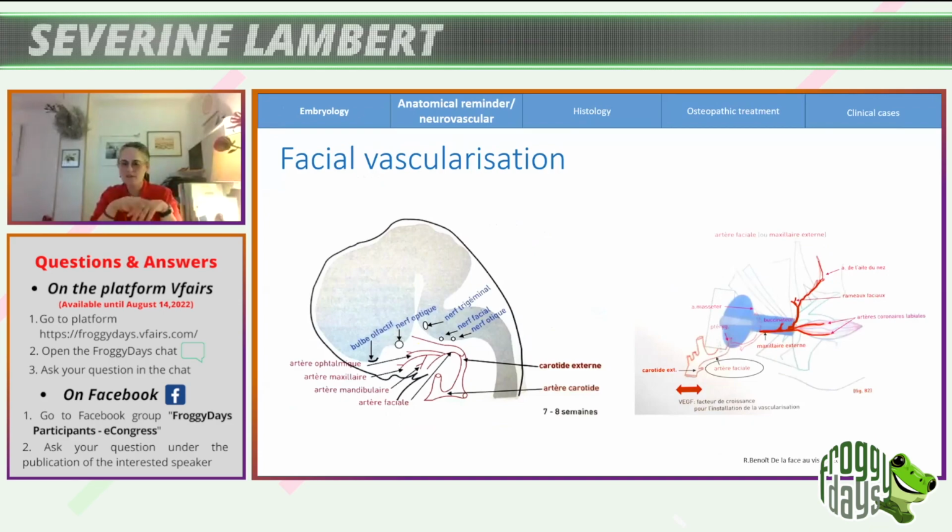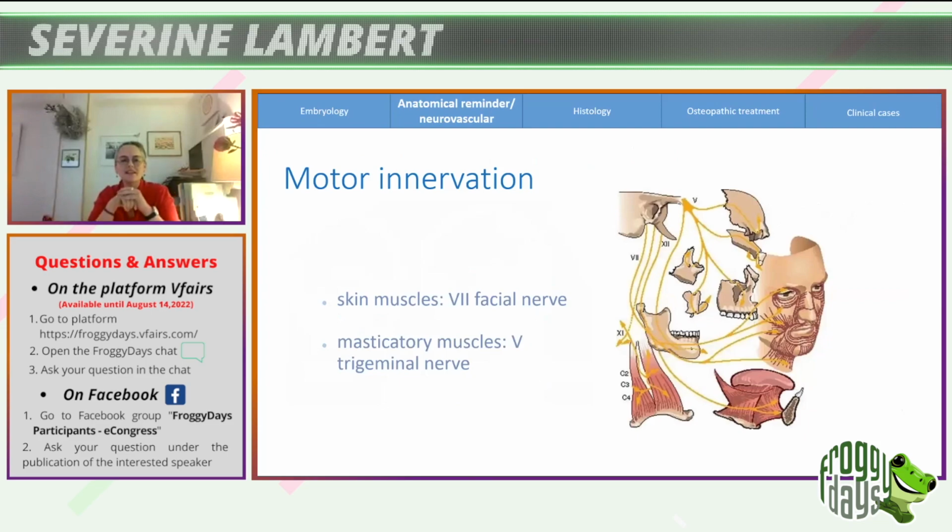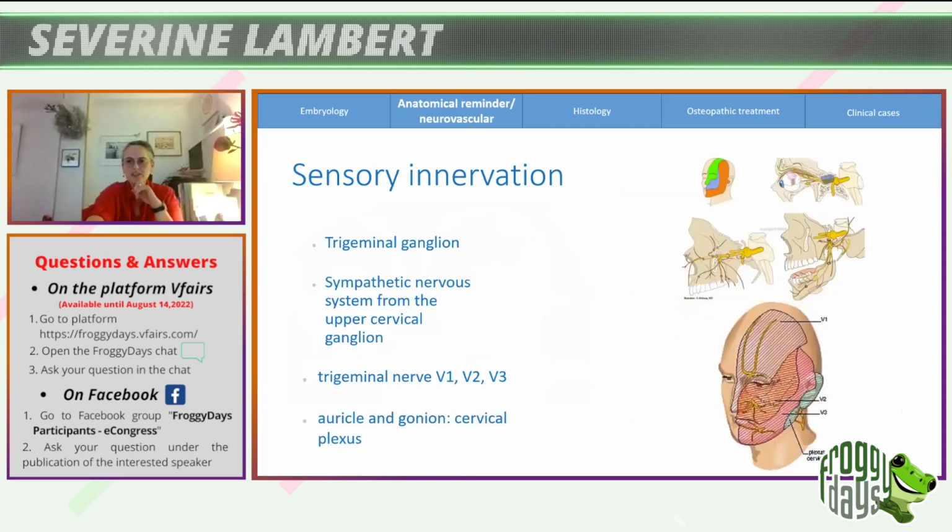Because our face is open, with lips that are well placed, and it is the same as far as the motor and sensory innervation. This is really important. You see on the different graphs the face when the child is 5 months old: motor innervation, skin muscle, facial nerve, masticatory muscles, trigeminal nerve. We have the trigeminal ganglions, the sympathetic nervous system from the upper cervical ganglion, the trigeminal nerve V1, V2, and V3, and the auricle and cervical plexus. I would insist on the cervical plexus because it's really important.